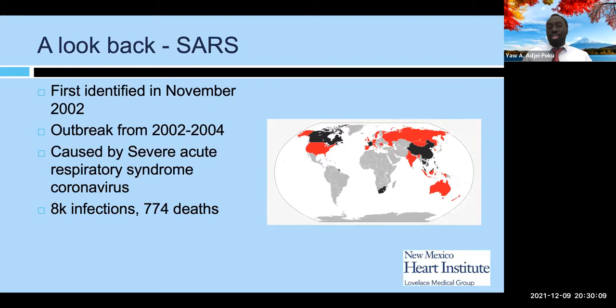People remember, SARS was found in November of 2002. There was an outbreak from 2002 to 2004. It caused a severe acute respiratory syndrome, coronavirus. There were about 8,000 infections worldwide and about 774 deaths.